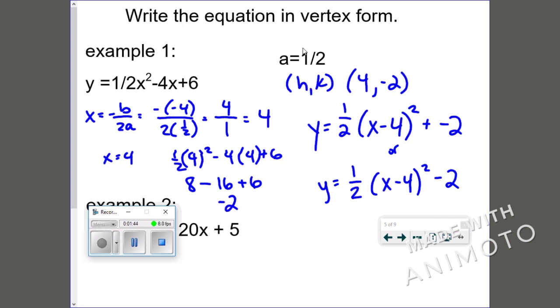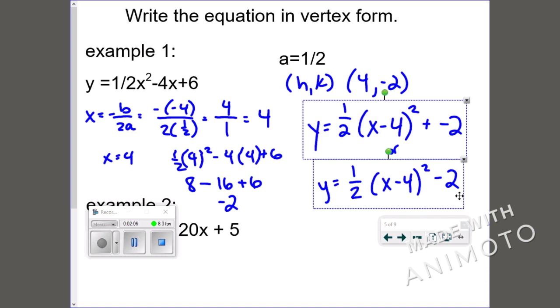So we have our A value and we have our HK value. Now let's plug it into our vertex form. Y equals A, which is 1/2, parentheses x minus h, which is 4, squared, plus k, so plus negative 2. Or we could rewrite it as just minus 2, because that's what plus negative 2 is. So either one of these answers would suffice for your vertex form equation.